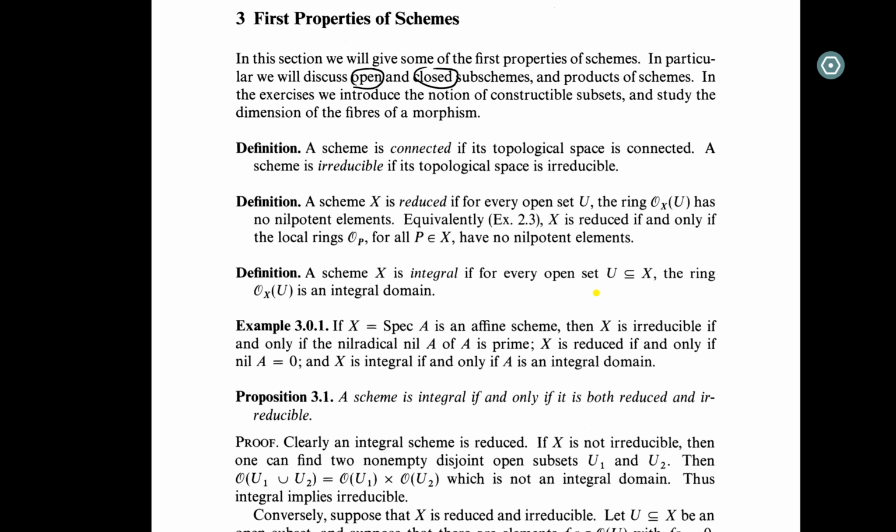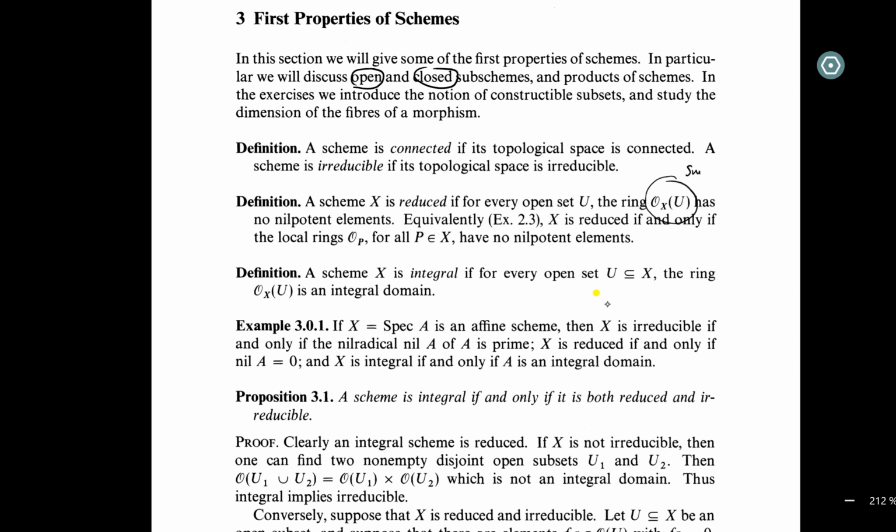A scheme is reduced if for every open U the ring O_X(U), the sheaf of rings, the sheaf of regular functions, has no nilpotent elements, then it's called reduced. Remember we discussed this.